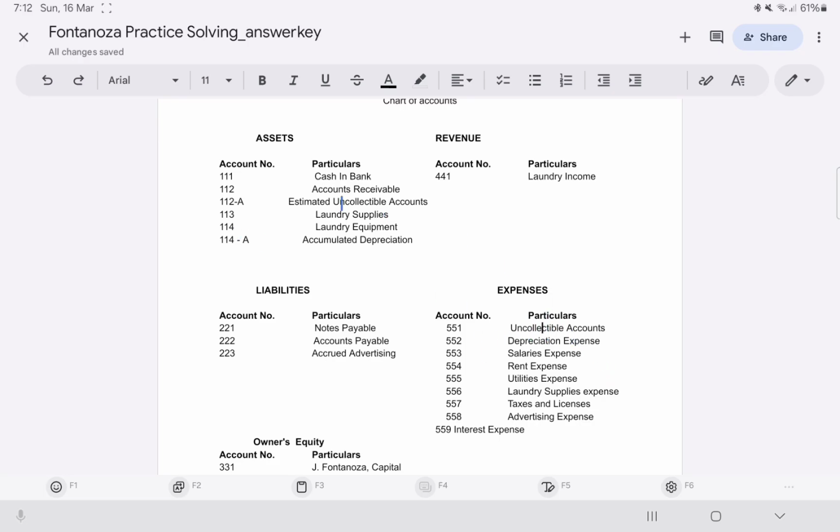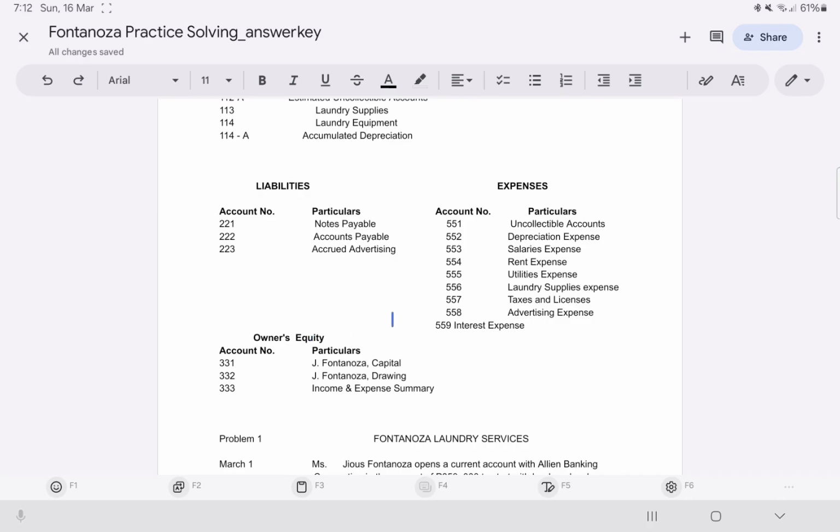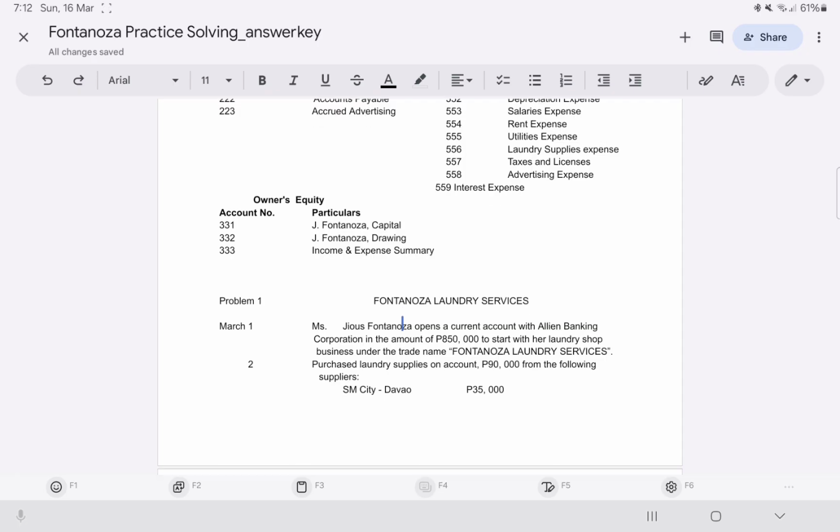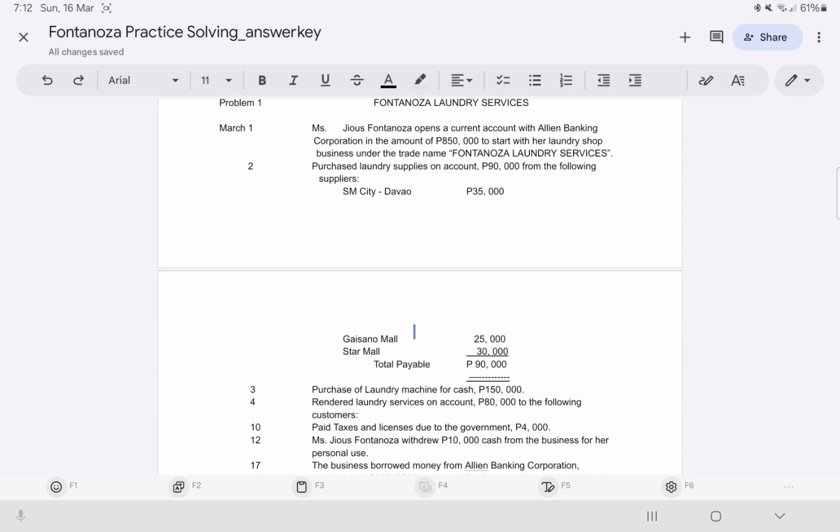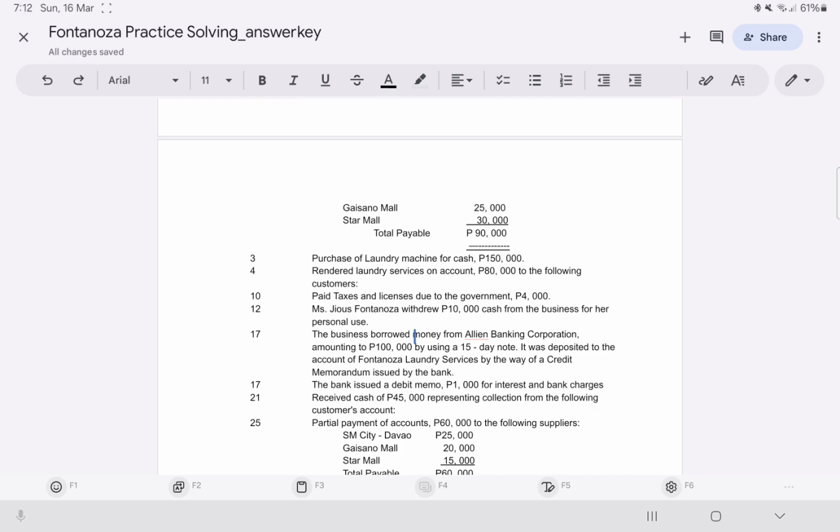So this is based on a percentage. There will be a percentage here, maybe 10%, and I will be discussing this one later on. And accrued advertising, since this also talks about the advertisement of your business. Okay, there's additional information in the problem in the near future. We will just focus on journalizing first until financial position, the basic transaction.